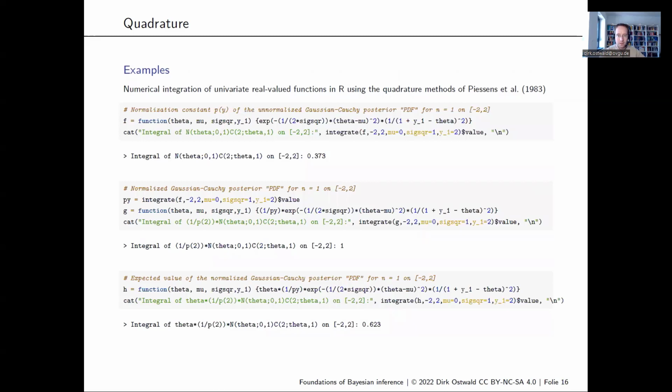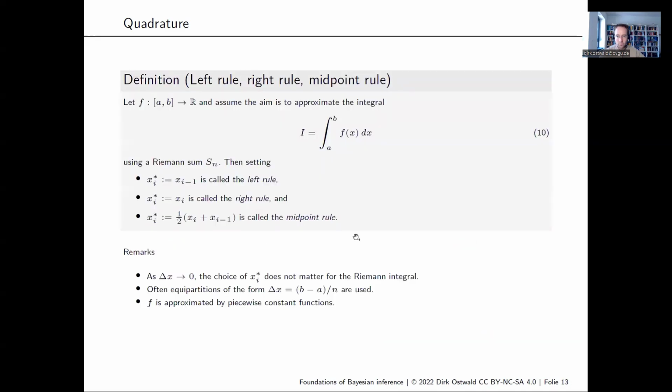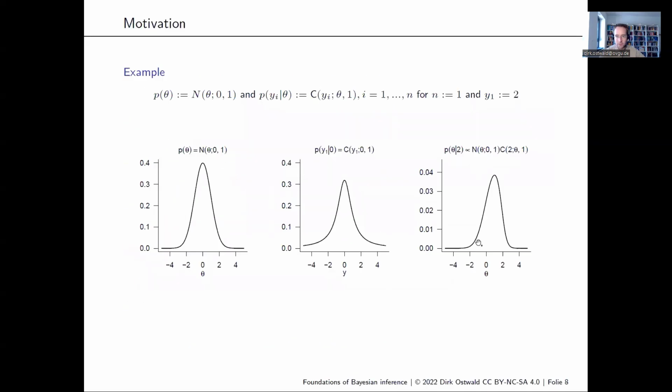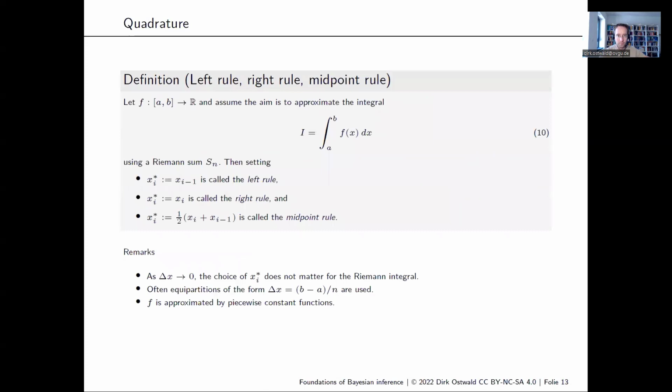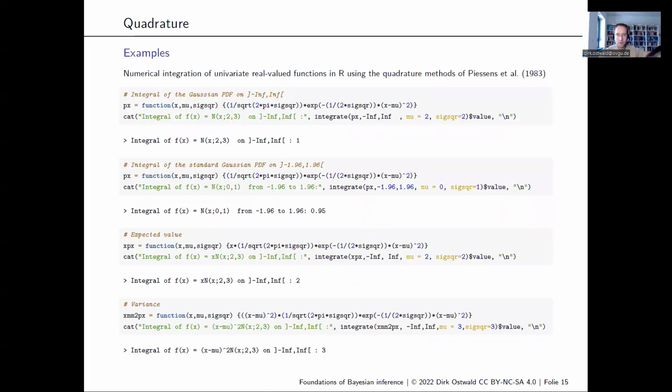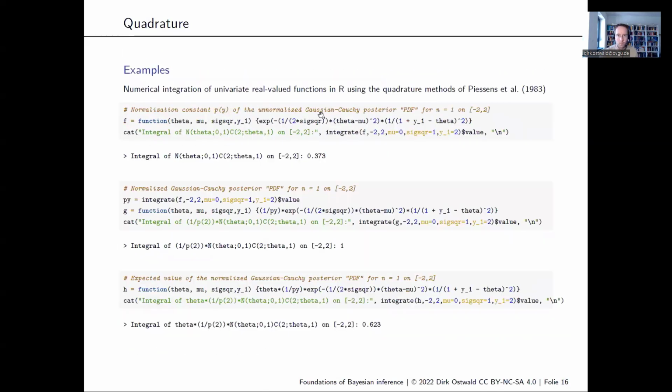And here I then applied numerical integration to the function that we came up with here. So the product of the Gaussian prior and the Cauchy likelihood to actually, where are we? To evaluate a posterior probability.